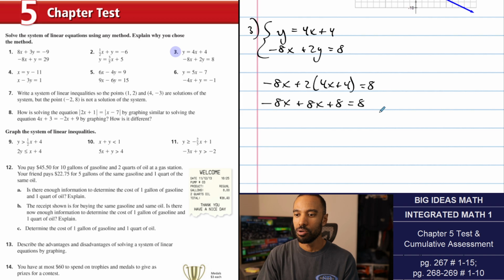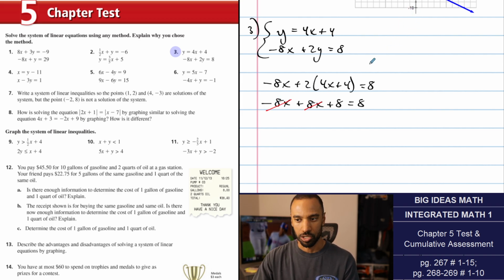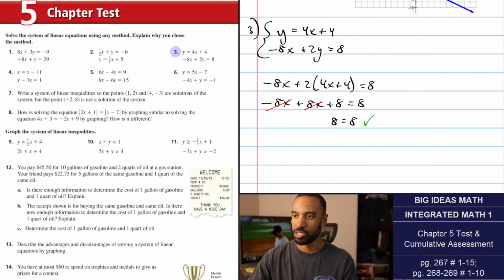That's a lot of things. Oh, take a look at this. This is one of those cases. Negative 8x plus 8x is 0. So we have 8 equals 8. That's a true statement. This is infinitely many solutions.